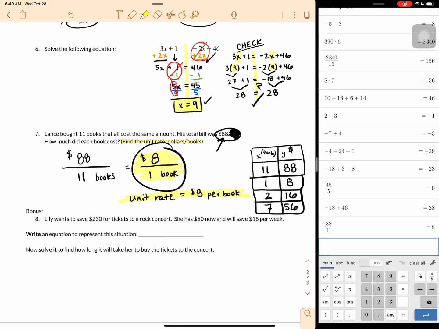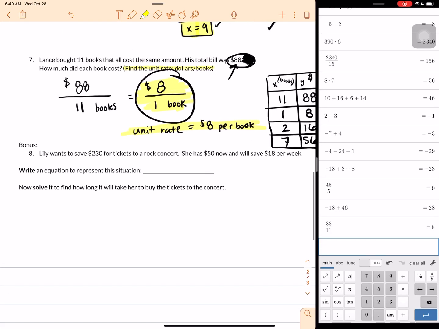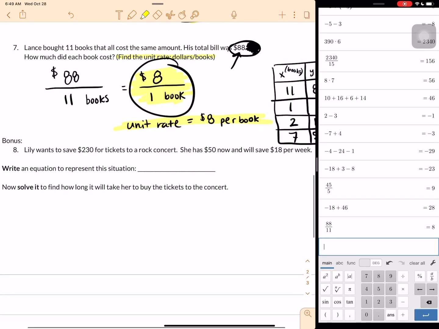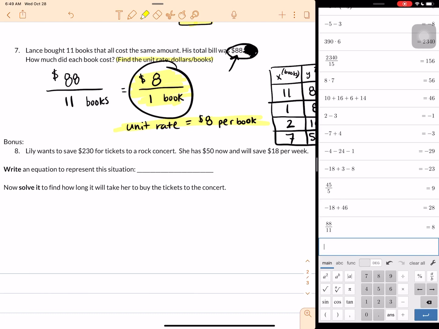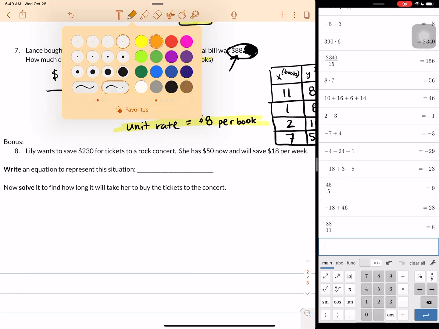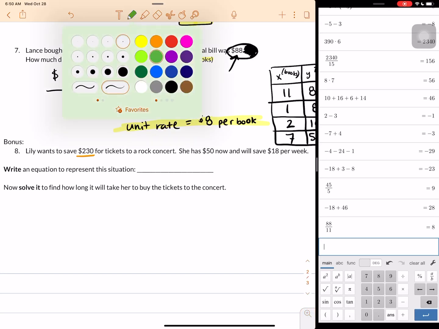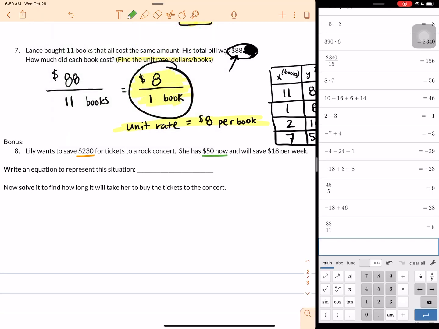Okay? Here's a bonus I wanted to do with you. So this one you will not see on your test, but it's still a really good problem to know. So it says here, Lily wants to save $230 for tickets to a rock concert. She has $50 now and will save $18 per week.